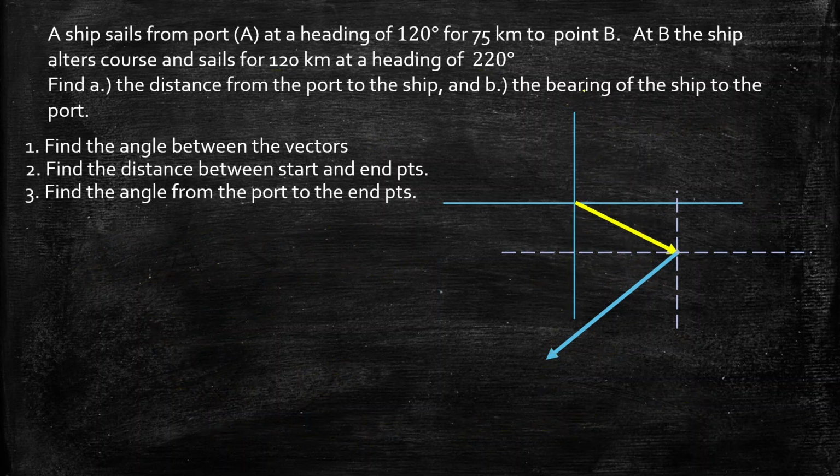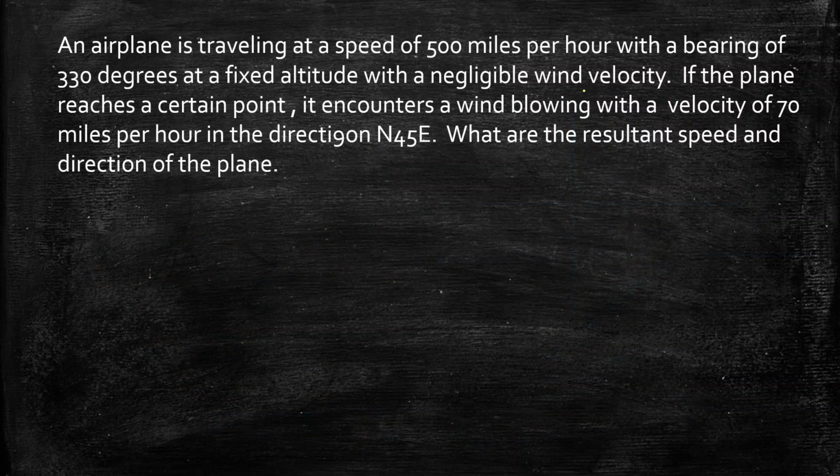Let's try something else. I have an airplane traveling at a speed of 500 miles an hour, and it's bearing 330 degrees at a fixed altitude, negligible wind velocity. But all of a sudden, the plane reaches some point and it incurs wind. And that wind is blowing with a velocity of 70 miles per hour in the direction of 45 degrees east of north. So what is the resultant speed and direction of the airplane?